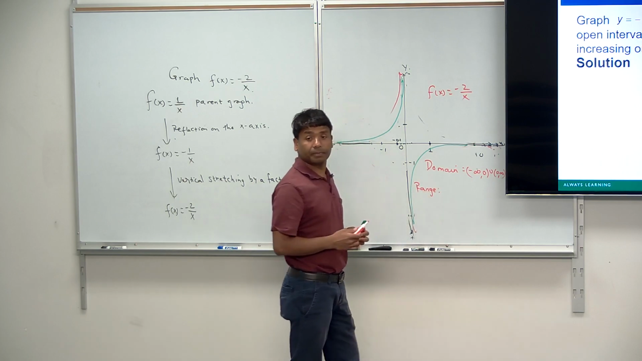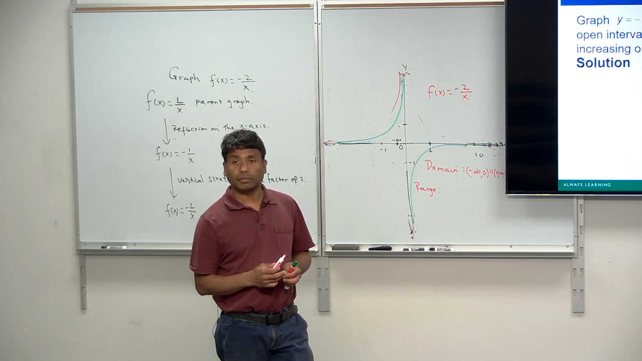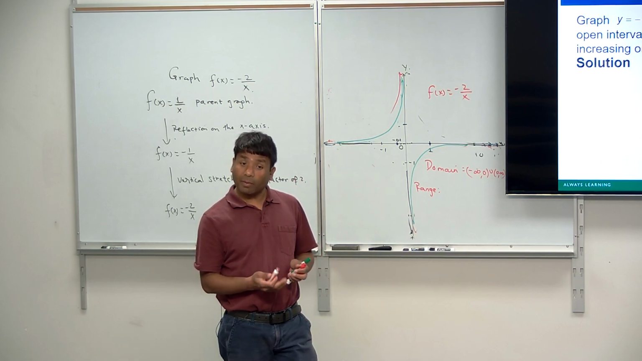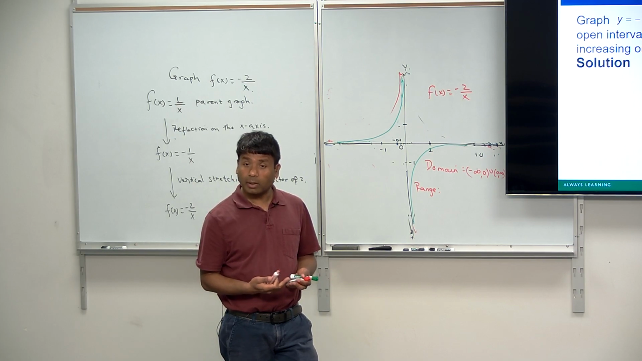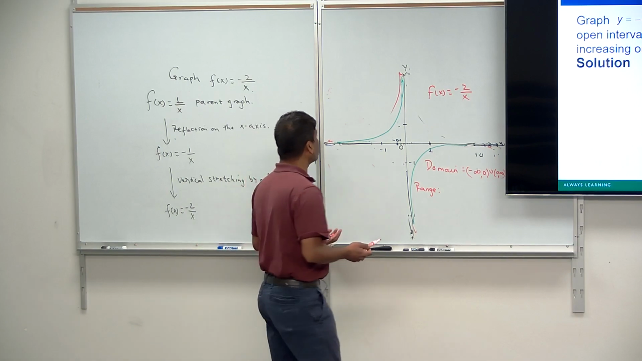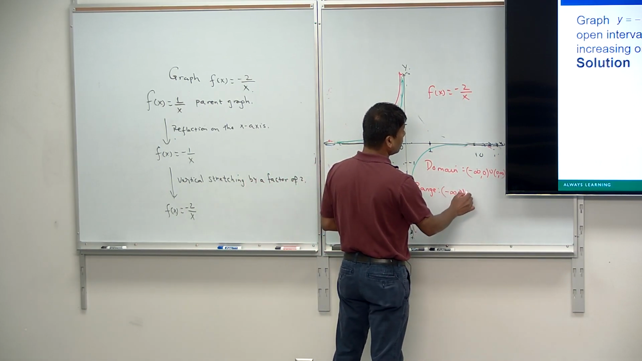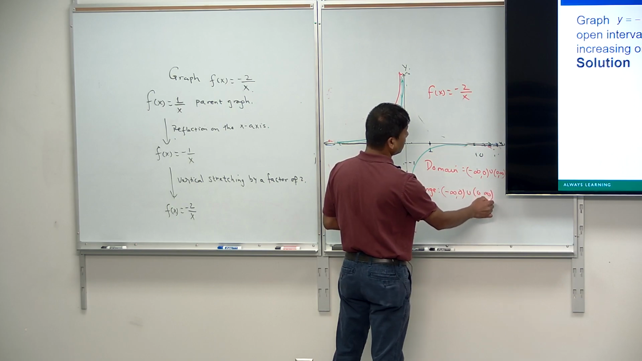What about range? Can the value of y be 0? No, so you have to exclude 0 from the range, right? So the range is also what? Negative infinity, comma 0, union 0, comma positive infinity.